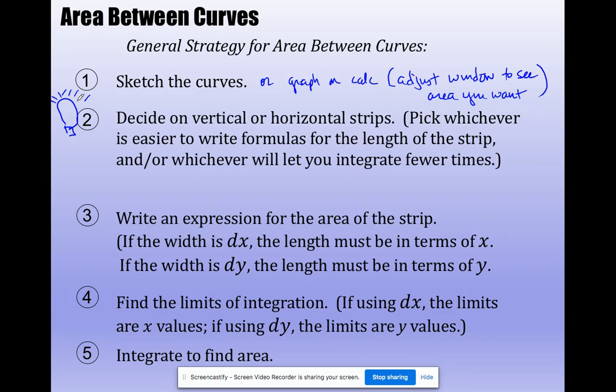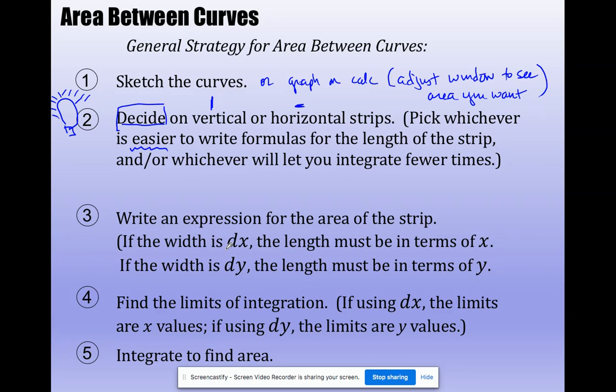That's a light bulb. It's a really poor light bulb, but it's a light bulb. Decide. Should you do vertical strips, top minus bottom, or horizontal strips, right minus left? Pick what's easier. Sometimes you are being tested on your decision-making process, and this is one of them. Maybe they tell you which way to do, but they probably won't. And then you decide which way to do it.